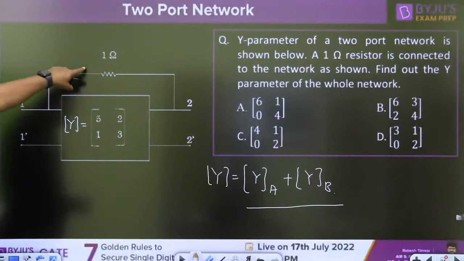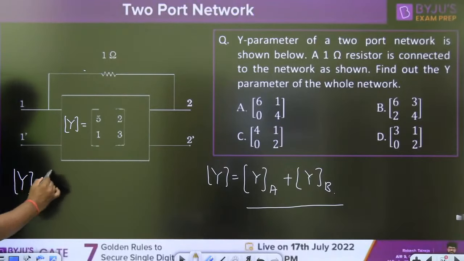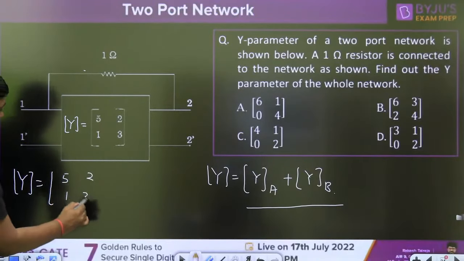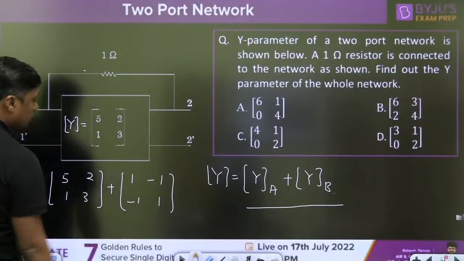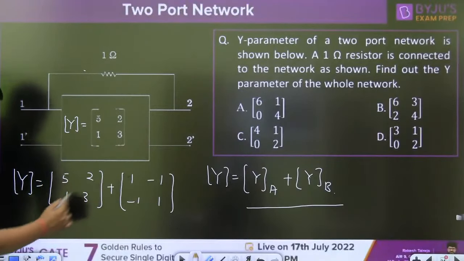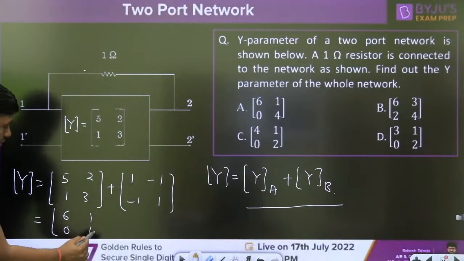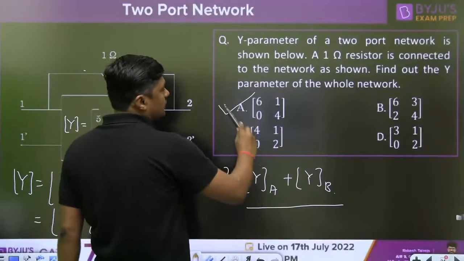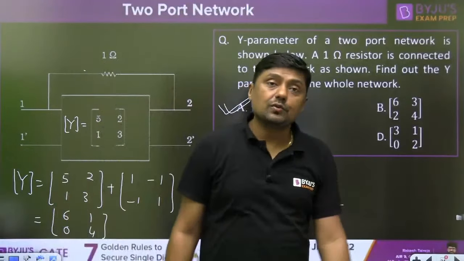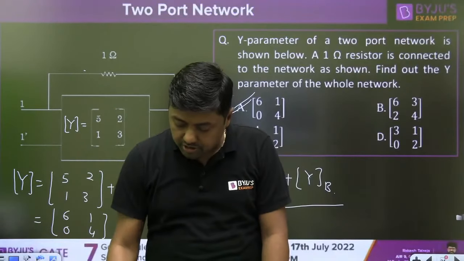Now these two networks are connected in parallel, and that's why what is the overall Y parameter? 5213 plus 1 minus 1 minus 1 plus 1. So within seconds you can solve. 5 plus 1 is 6, 2 minus 1 is 1, 1 minus 1 is 0, 3 plus 1 is 4. 6104. A is the answer for this question. Yes, Hema, is that clear to you? A is the answer for this question.